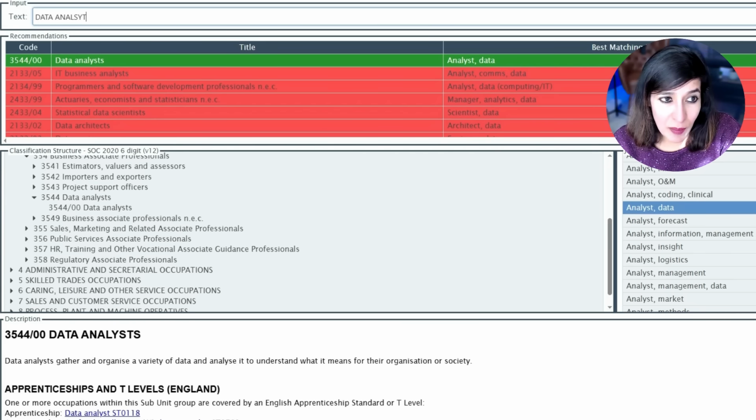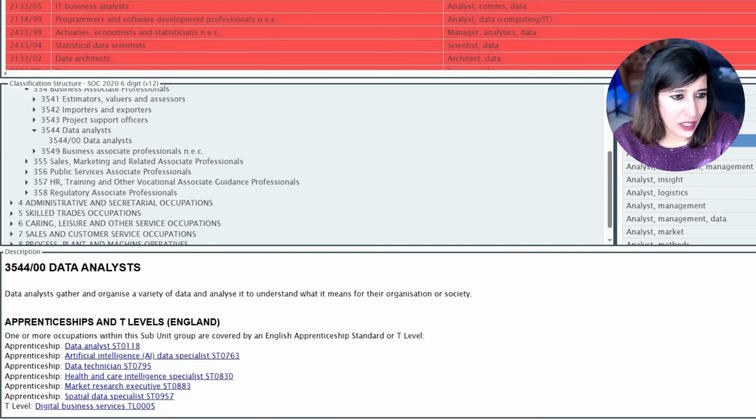So data analyst is marked in green because this is what it thinks it relates to, but it also gives you other suggestions like IT business analyst, programmer, software development, actuaries, and other bits, but they're marked in red. And here you can see the score. So the chances are high that the job you're looking for is data analyst, and this is the code 3544. And of course, when you scroll down here, you can read the details of this job.